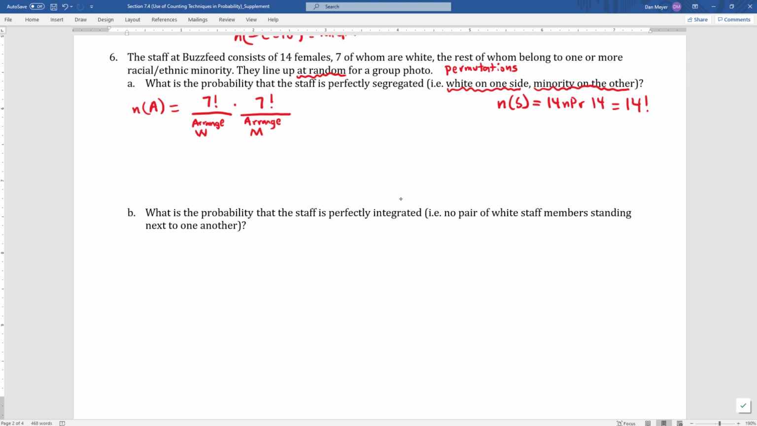So once we've got them arranged, then we have to arrange the groups. Either the white staff members are going to be on the left and the minority staff members on the right, or the other way around. Actually, we just found that there are 2 different ways of that. Since there's 2 groups, there's only 2 ways to arrange the groups.